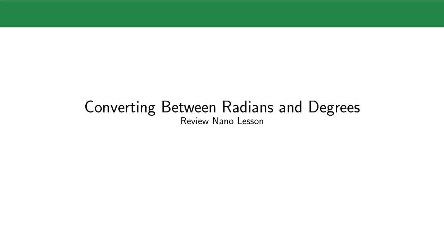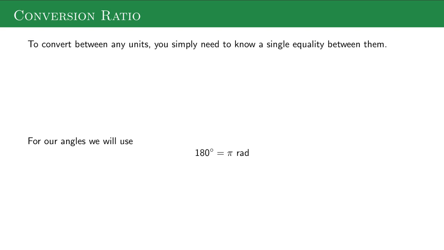In this quick video, we're going to talk about converting between radians and degrees. As you convert between any units, it doesn't matter if it's radians, degrees, meters, feet, whatever, you simply need to know a quantity or simple equality between them. So for ours, 180 degrees, which is half a circle, is the same as pi radians, also half a circle. So this is our equality we're going to use over and over again.